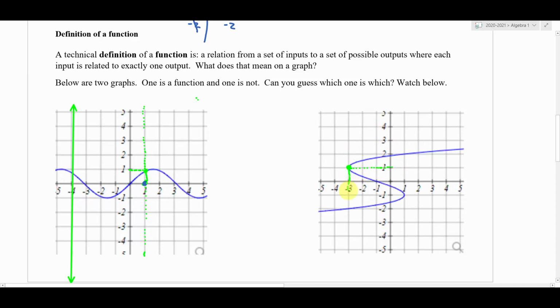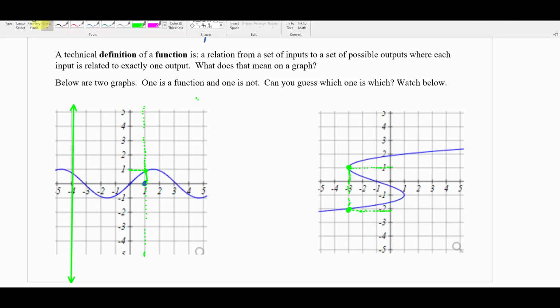But notice that if I go down, remember that vertical straight line, if I go down, I also hit the function here at -2. So if I hit the function again, I trace it back to the y-axis, I hit -2. So when I put a -3 in, I could get a 1, or I could get a -2.